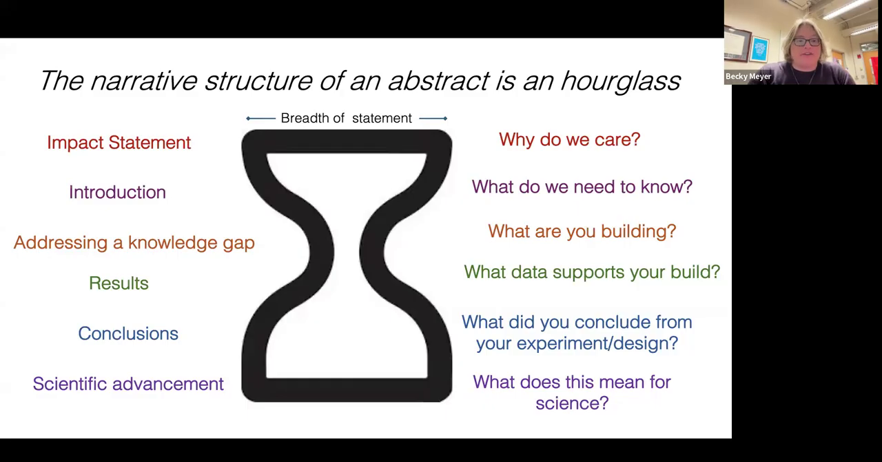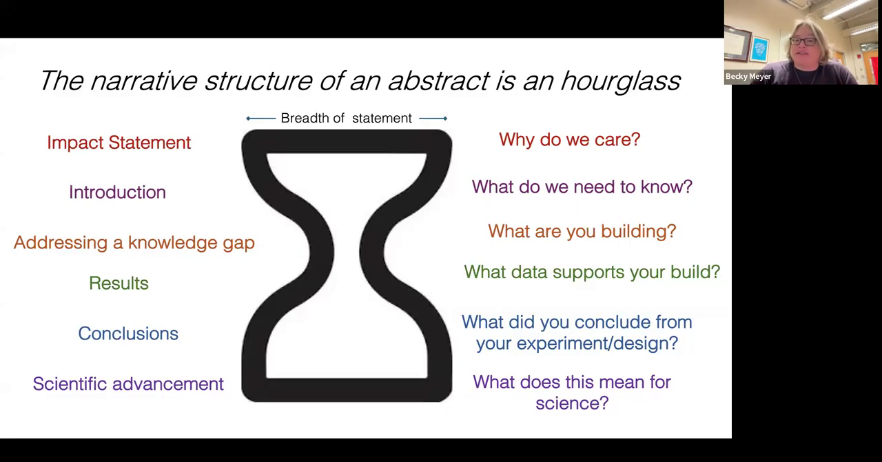So on the left-hand side of my slide, I have what we call these in the technical writing field. And then on the right-hand side, I have them rewritten as sort of question prompts to help you go through each section and figure out what you want to put in that.